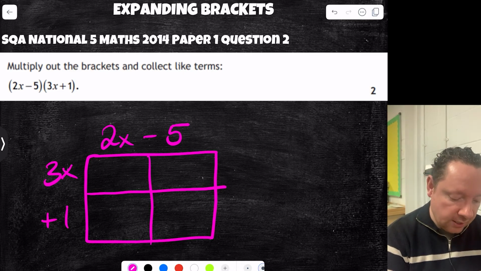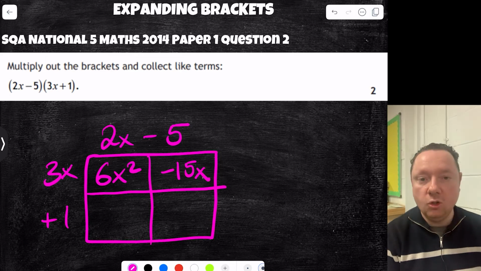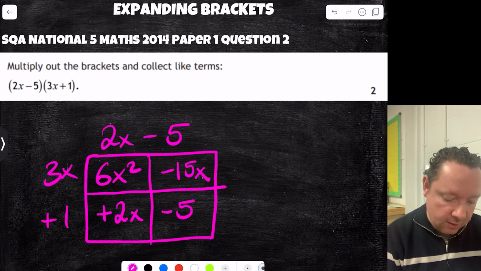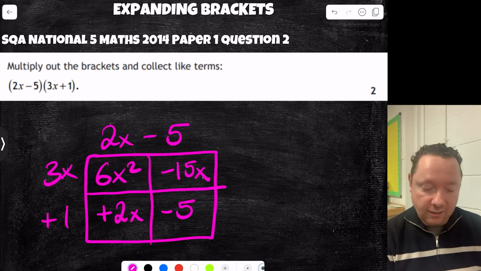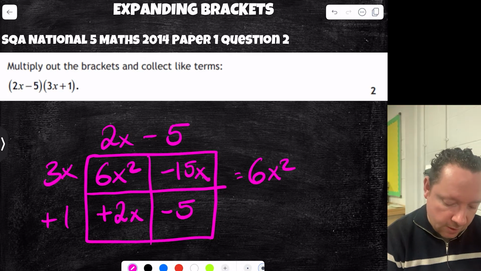3 times 2 is 6x squared. 3 times 5 is 15, but it's minus 15x. 1 times 2x is plus 2x. And 1 times minus 5 is minus 5. You usually get a mark if you get that far, then collect like terms. So outside the box, you've got 6x squared. These two go together, so being careful, minus 15 plus 2 is minus 13x, and then minus 5 on the end.